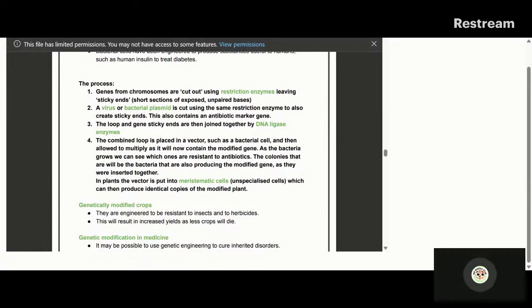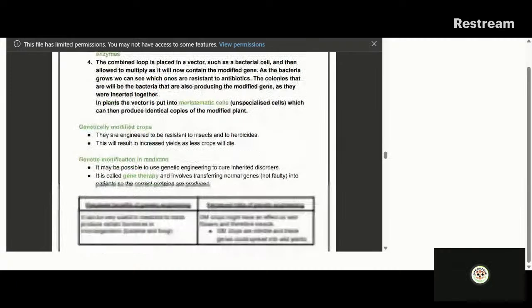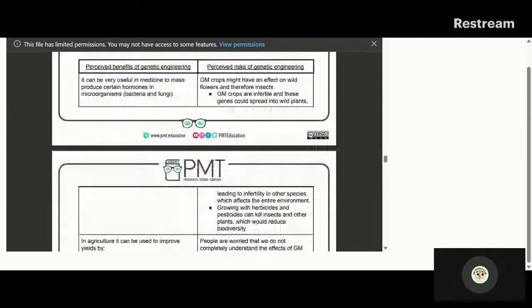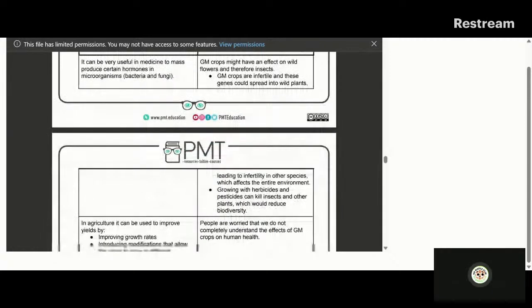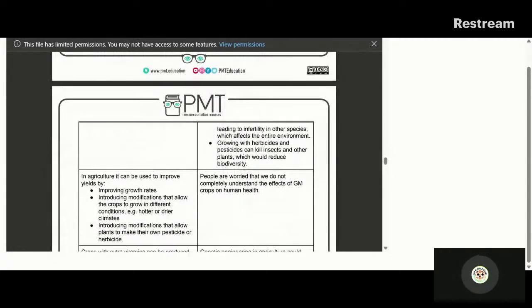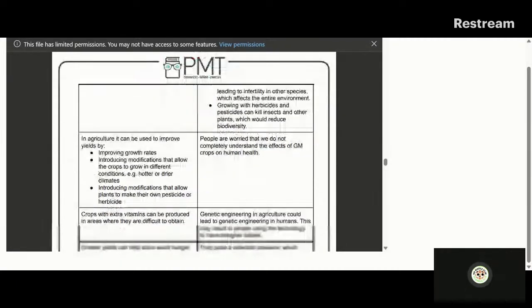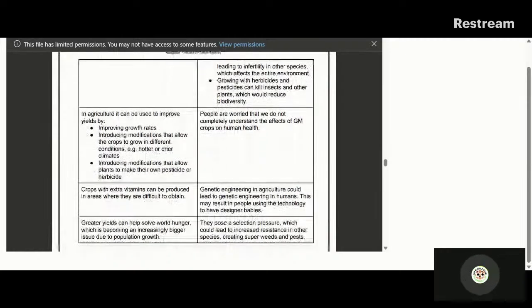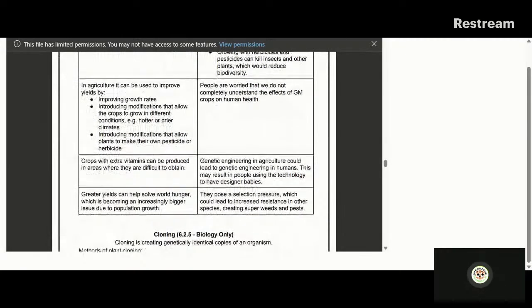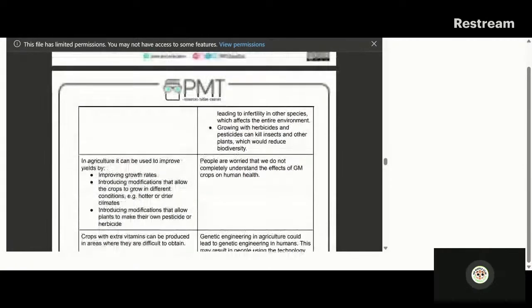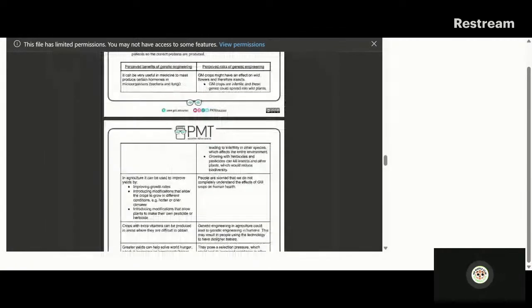Now, moving on to the next thing, which is the advantages and disadvantages of genetic engineering. Let's see if it's here. Here, perfect. So the perceived benefits: it can be useful in medicine. It can also be useful in agriculture because it can improve growth rates, have modifications to allow it to grow in different climates, and introduce modifications that allow it to be resistant. It can add extra vitamins, as we talked about with golden rice, and also give greater yields to solve hunger. Risks, however: they could have an effect on wildflowers and insects because they could start competing with the other environments.